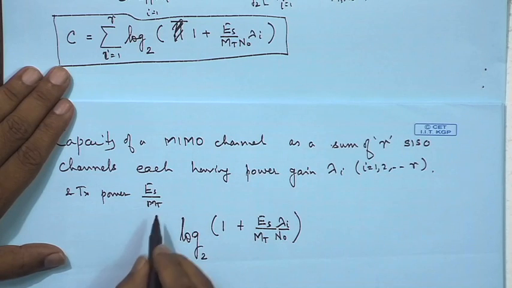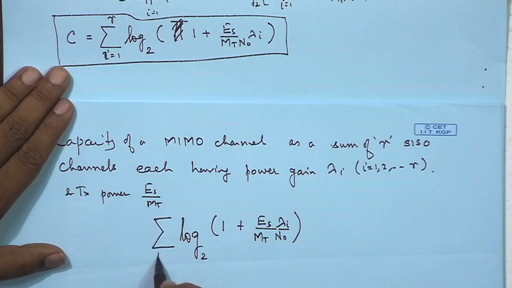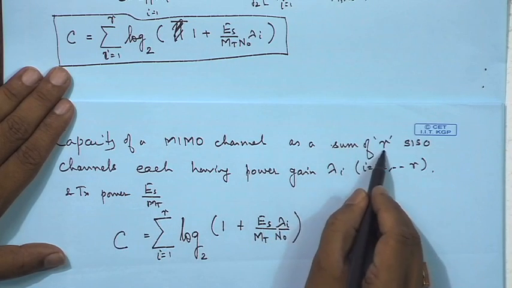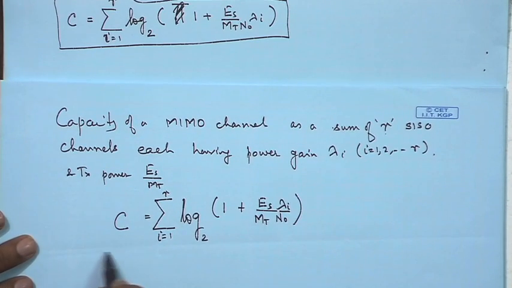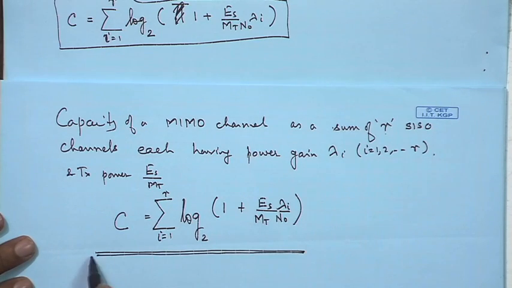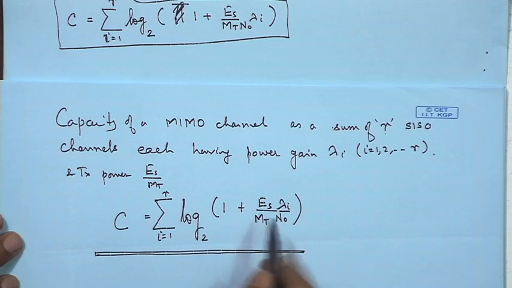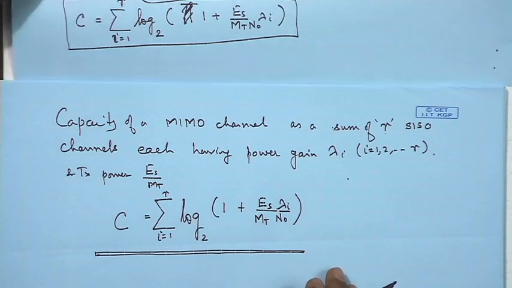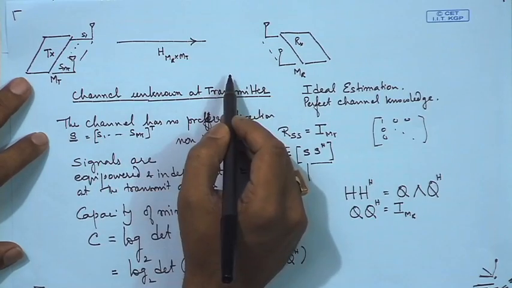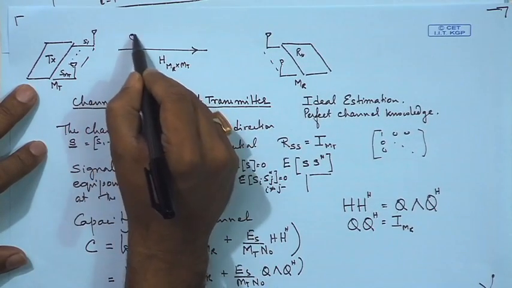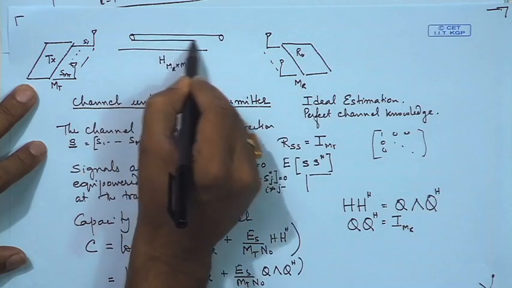However, when we have MIMO links, this becomes a sum of I equals 1 to r. So, that means it is a sum of r SISO channels having a power gain of lambda I. This is very fundamental. So, what basically does MIMO give you? MIMO gives you r parallel SISO links. So, as if between these antennas, when we have these two systems, there are parallel SISO links.